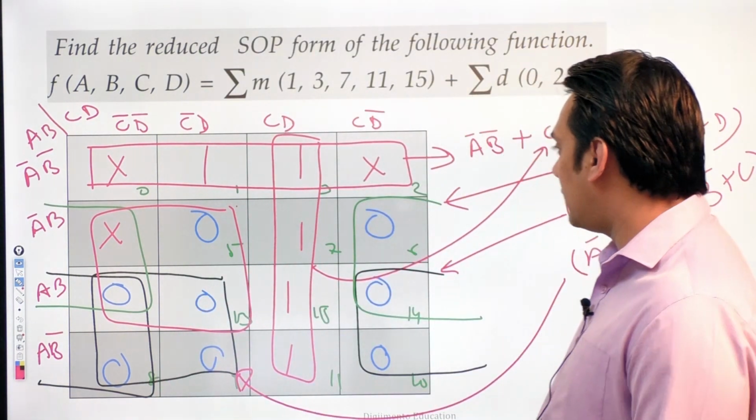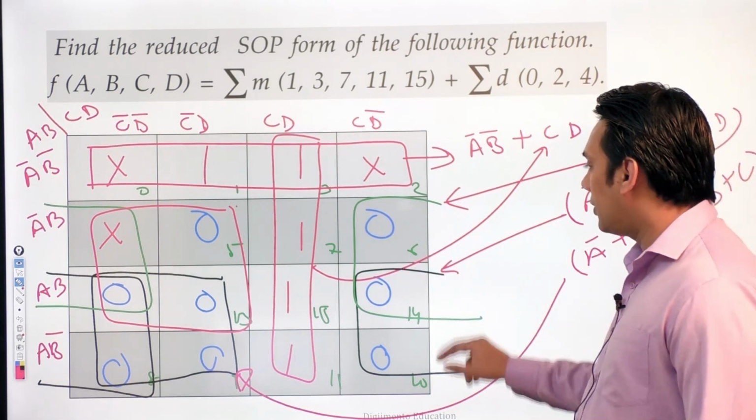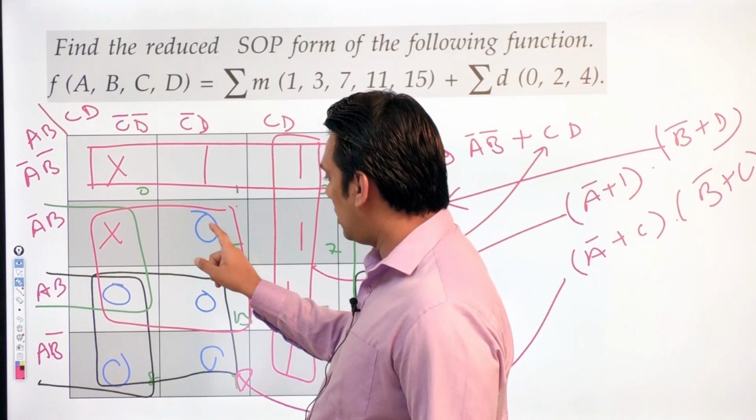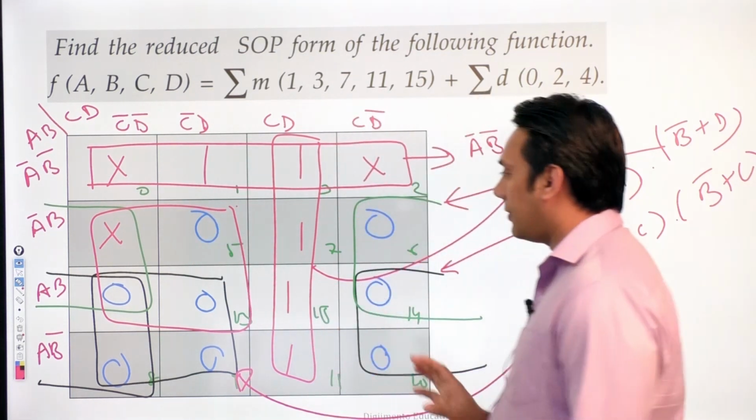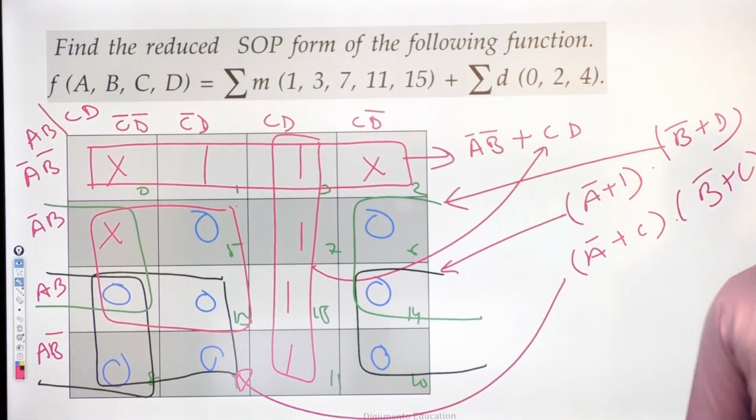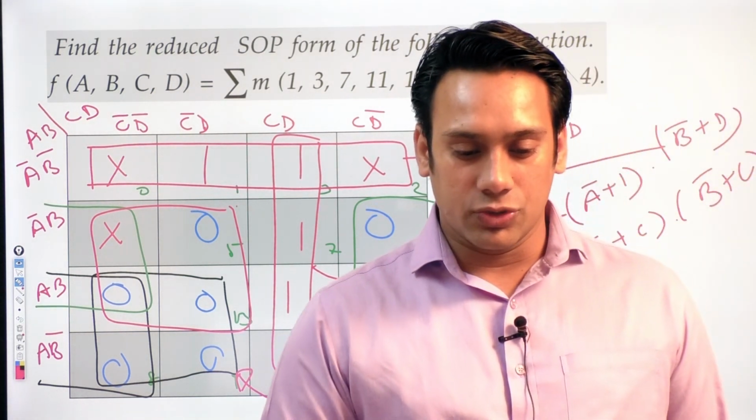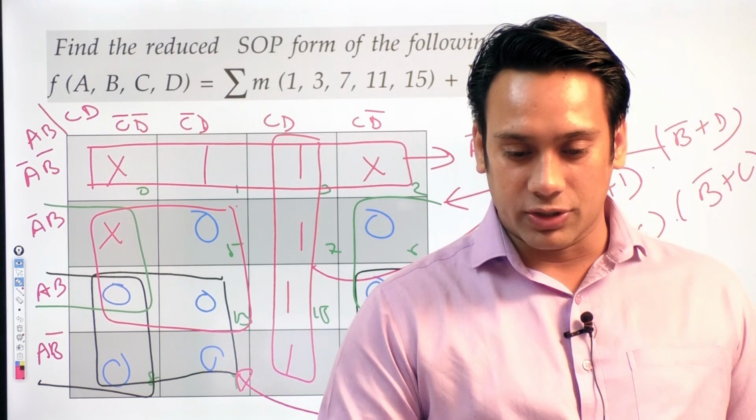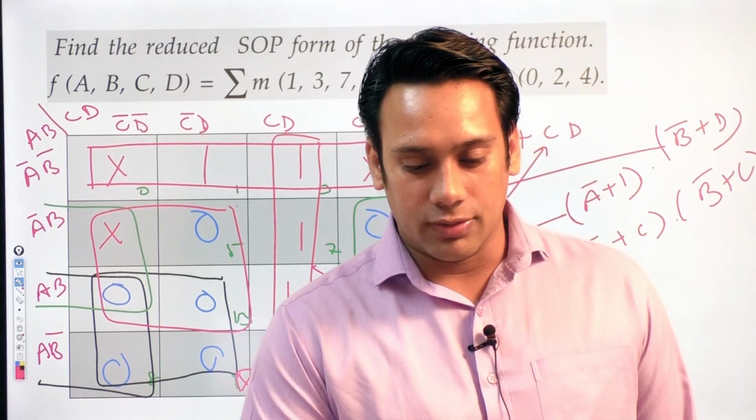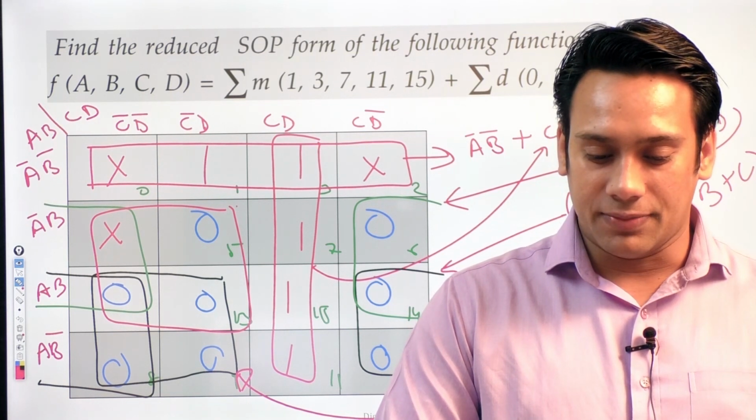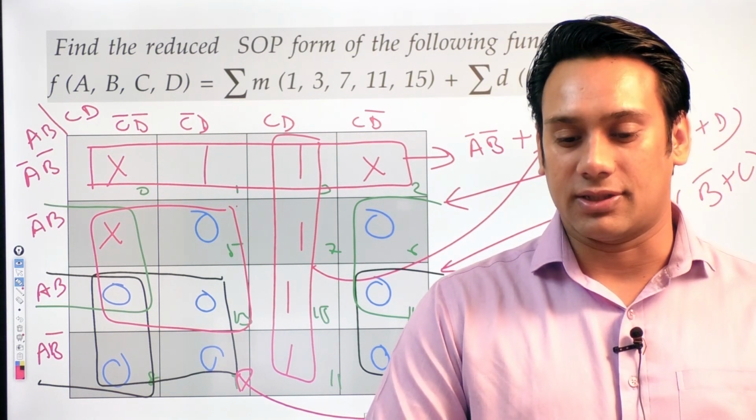So I believe I've done all of them. कितने subcubes हैं? 1, 2, 3, 4. Sorry, I think only 4 are there. So only 4 subcubes are there, and in this way I can give the product of sum expression. I hope you understood what is the use of don't care. हम don't care को use कर सकते हैं to minimize our expressions. हम अपनी expressions को minimize करने के लिए यहाँ पर don't care का use कर सकते हैं.